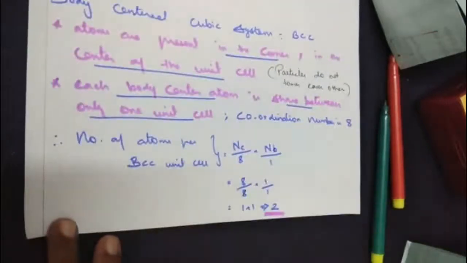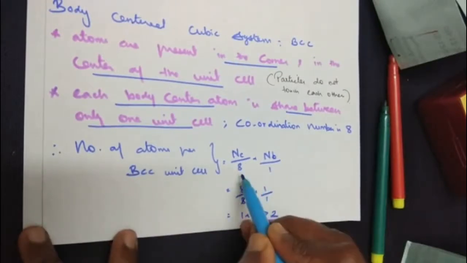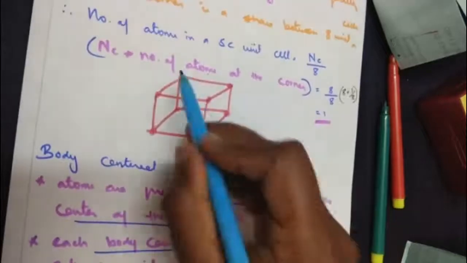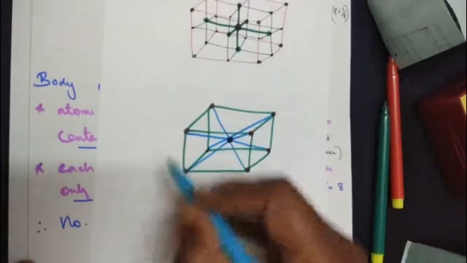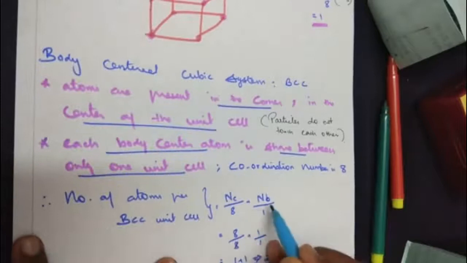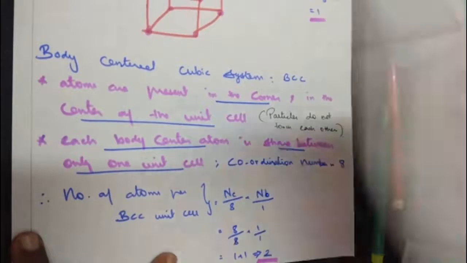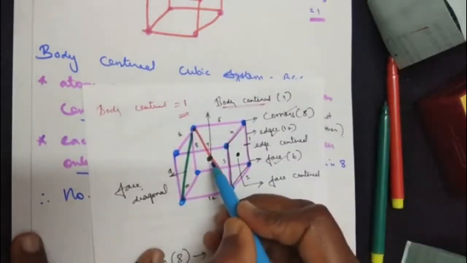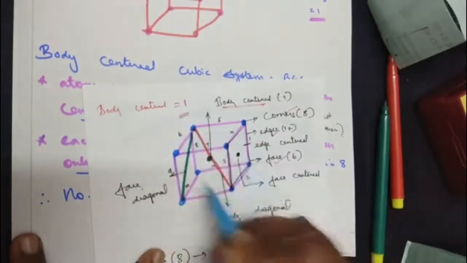Now when we move to the calculation, the number of atoms per unit cell is equal to NC by 8. NC means the number of atoms at the corner. As I told you, a primitive unit cell will be present for every category. Apart from it, for body centered and face centered, additional lattice points will be there. So NC by 8 plus NB by 1. What's the meaning of NB? The body centered unit cell. How many particles are there? Only one particle, and it's contributed wholly to the unit cell.